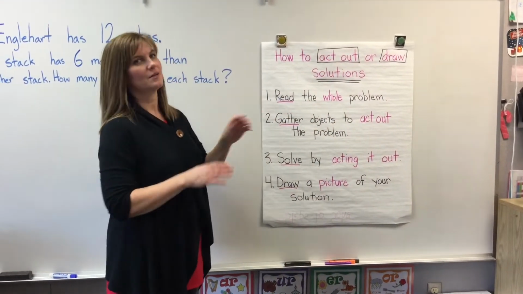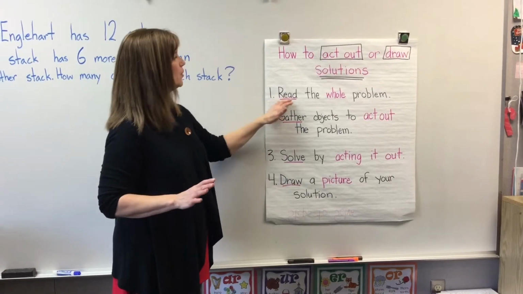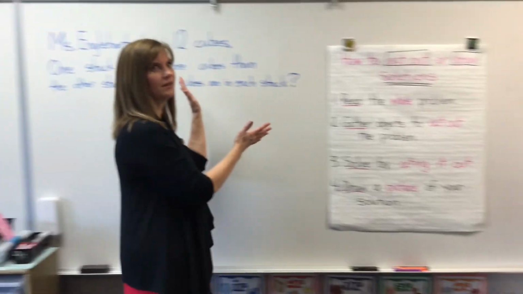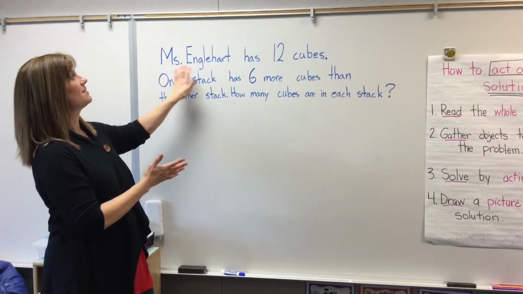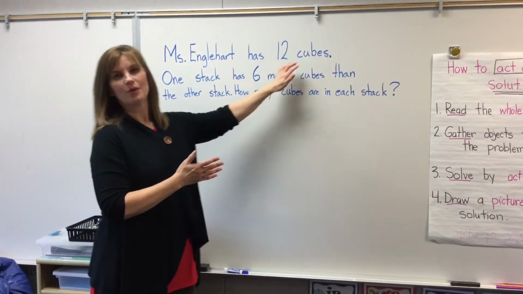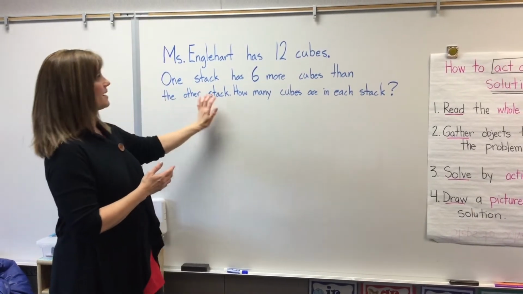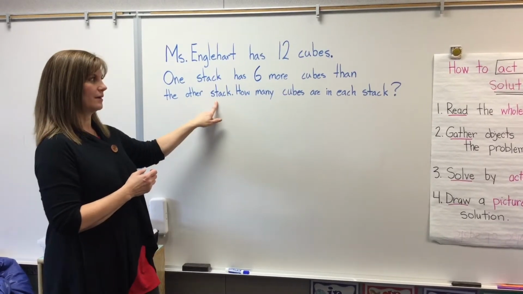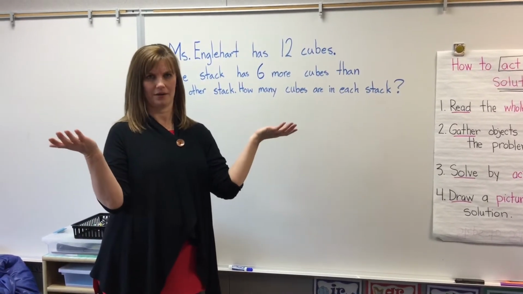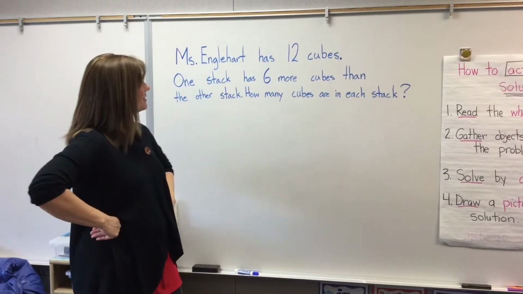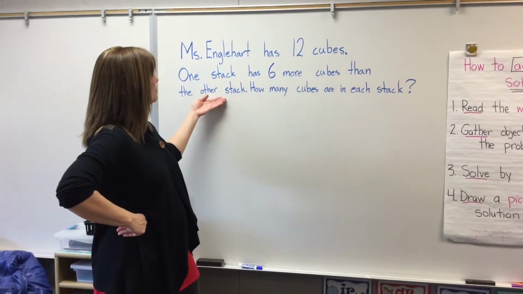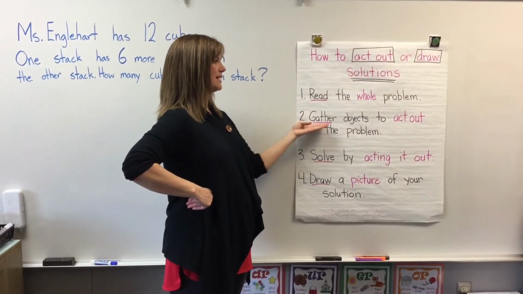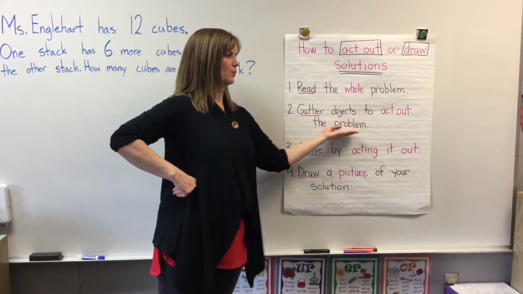Number one is something we do all the time. Read the whole problem. So we're going to come over here and read the whole problem. Miss Englehart has 12 cubes. One stack has 6 more cubes than the other stack. How many cubes are in each stack? Now what I'm noticing is there's cubes in my problem, and we have to act it out, and number 2 is gather objects to act out the problem.